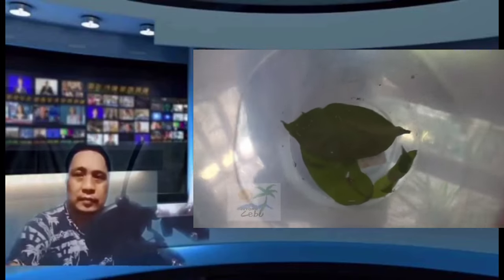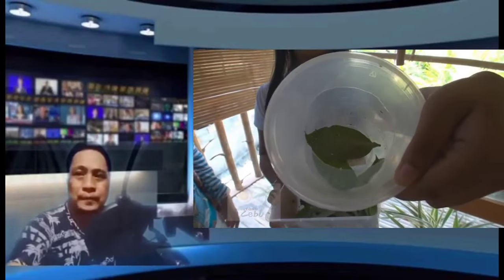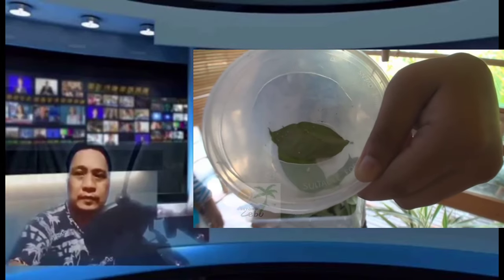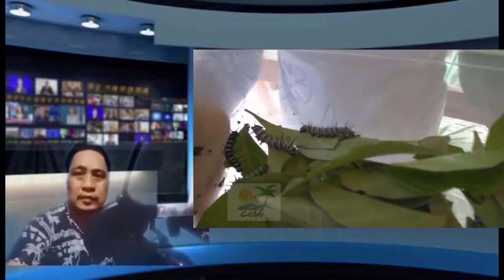So these are the eggs of a butterfly. First stage. There are 4 stages of a life cycle of a butterfly. So this, 3 to 7 days, the eggs will hatch and they will become caterpillar. So this is the second stage.